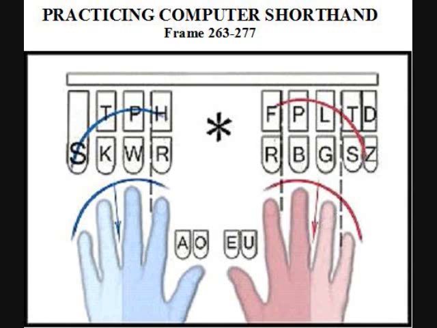Okay, frame 277, and this is the final frame for this dictation tape. It's the prefix del, del. Delete, delight, delineate, deliver, delude.